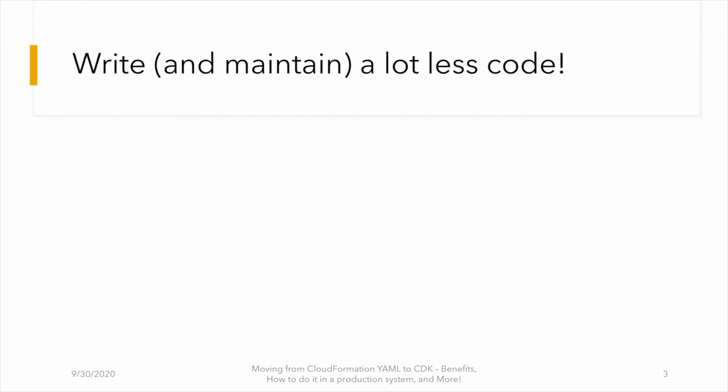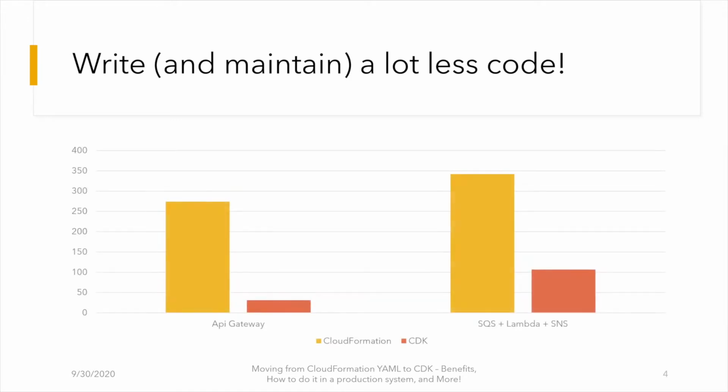Here's some examples from some projects that are delivering value to users in production. These projects were initially written with CloudFormation YAML and have since been migrated to AWS CDK. An AWS API Gateway, which was previously 274 lines of CloudFormation, is now 31 lines of CDK, 88% less lines of code. A best practice asynchronous Lambda project containing AWS SQS, AWS Lambda, and AWS SNS was originally 342 lines of CloudFormation. This has since been reduced to 107 lines of AWS CDK, a 68% reduction.